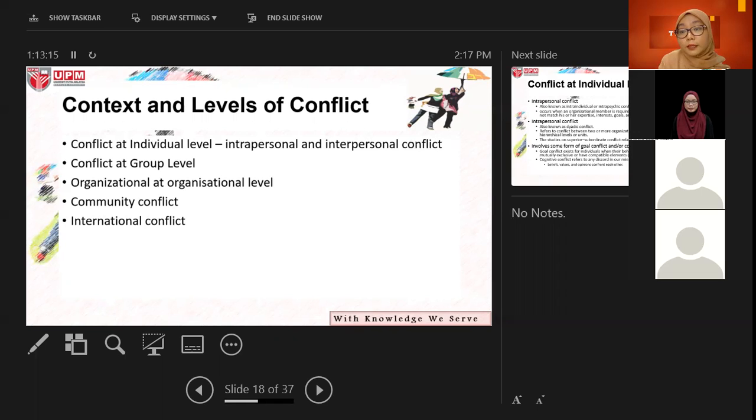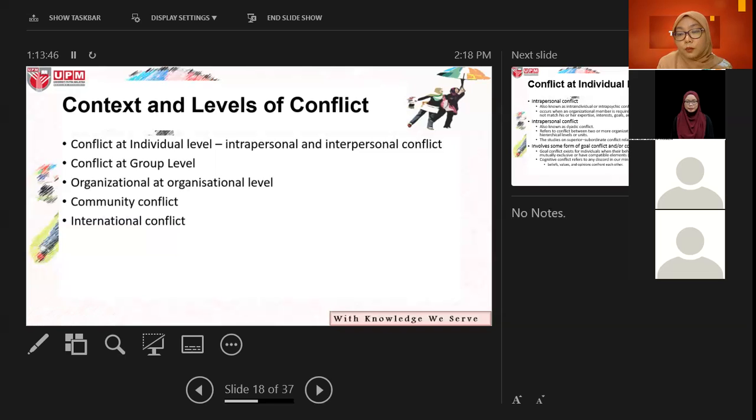Kalau kita bekerja dengan Jabatan Kebajikan Masyarakat, so we deal with the social issue, so it can be a community issue. And then lastly, the international conflict. So international conflict ni, the simplest example that I can provide to you is the role played by the Malaysia Foreign Ministry. For the armed conflict between Ukraine and Russia. So the last time the conflict between Malaysia and North Korea.